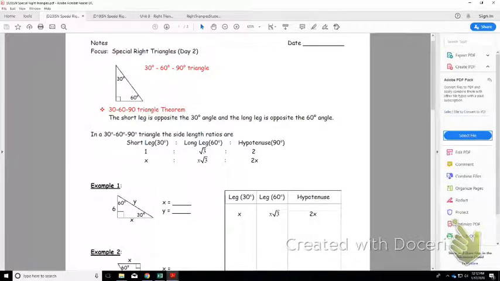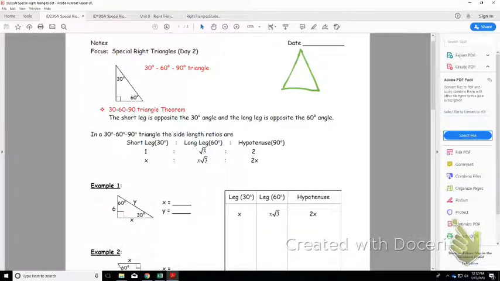Our second special right triangle is what we call the 30, 60, 90. Now, I'm just going to show this to you. You don't have to write it down. I want to show you where we get that 30, 60, 90 triangle. I'm going to draw an equilateral triangle.